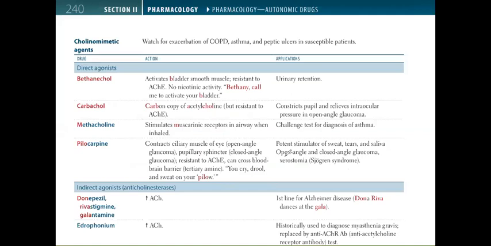And then you should know that Sjogren syndrome is also treated by this drug. Okay.